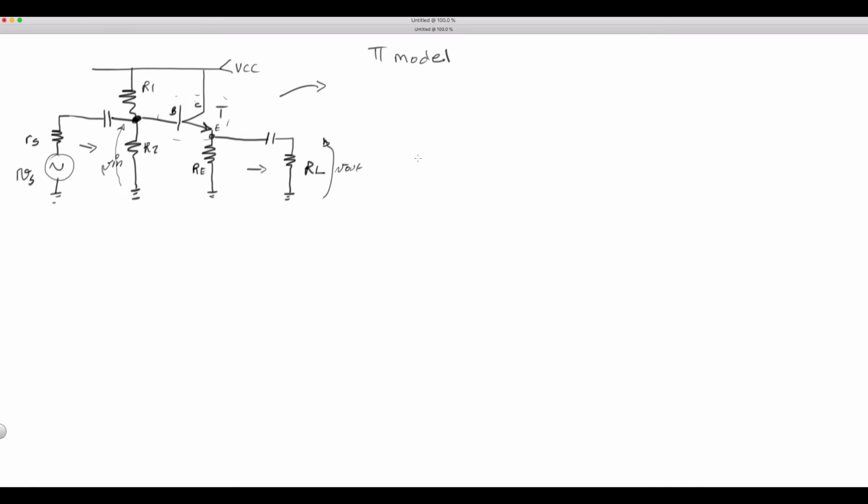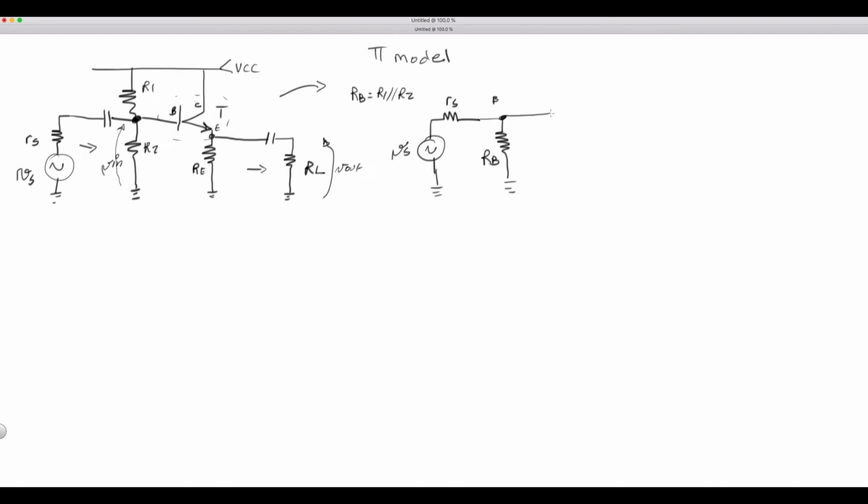Now, from a source, then we would have something like this. This would be Vs. Nothing has changed here, so we can put our Rs here as well. And we can convert R1 and R2 into an RB resistance. So let's do that and call it RB, where RB equals R1 in parallel with R2. Okay, well, this is still the base here.